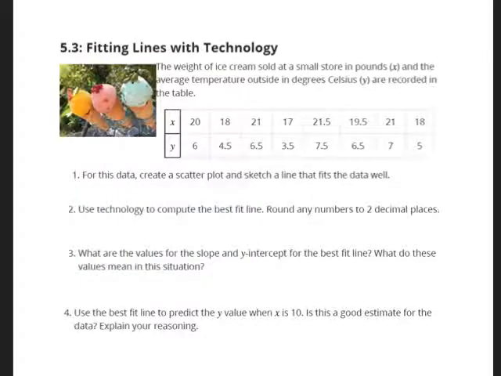For this activity, activity 5.3, fitting lines with technology, we're given a data table. The weight of ice cream sold at a small store in pounds, that's your X variable. That represents the weight of ice cream in pounds sold. And then this is the average temperature outside in degrees Celsius. And that's recorded in the table. So each of these ordered pairs represents a day. And so on this day, 20 pounds of ice cream were sold, and it was 6 degrees Celsius out.